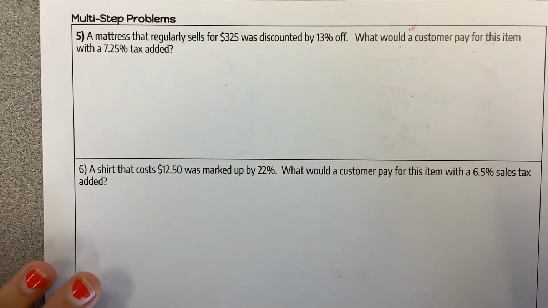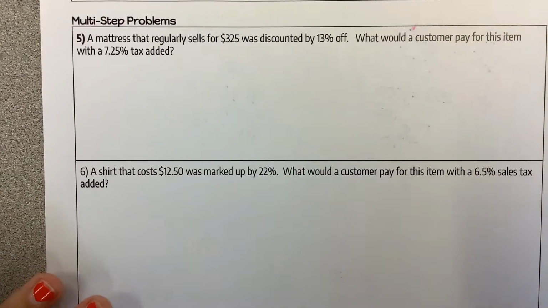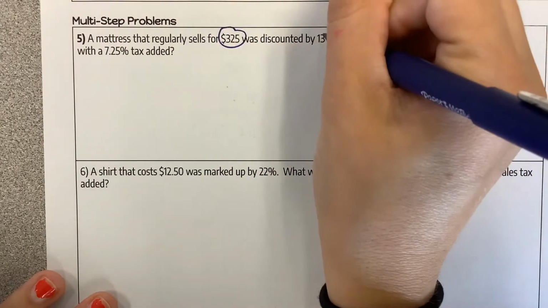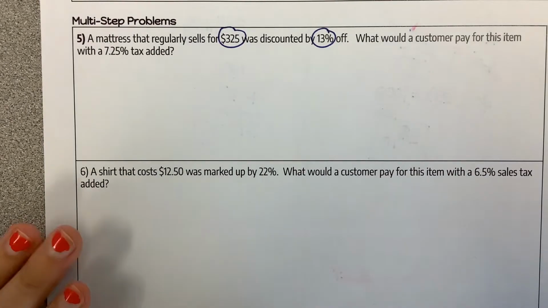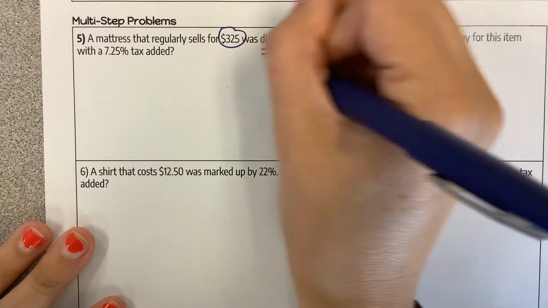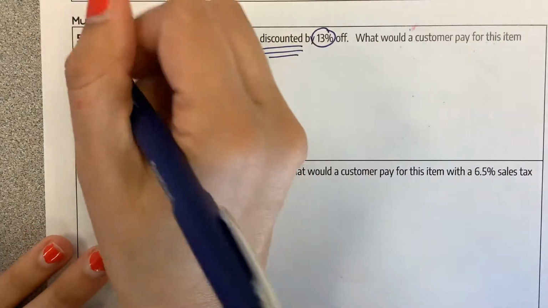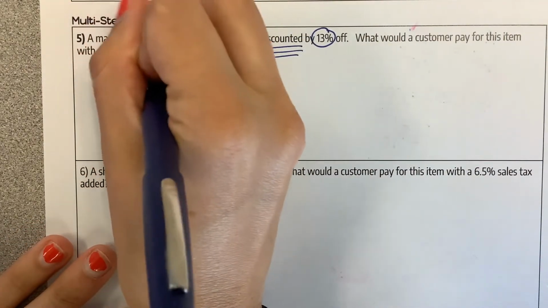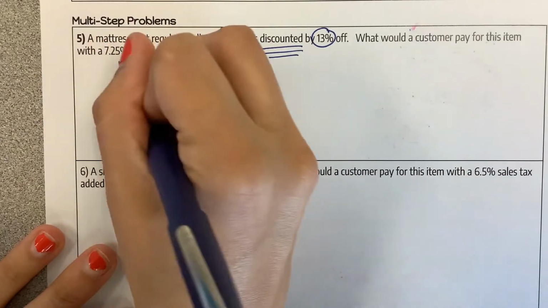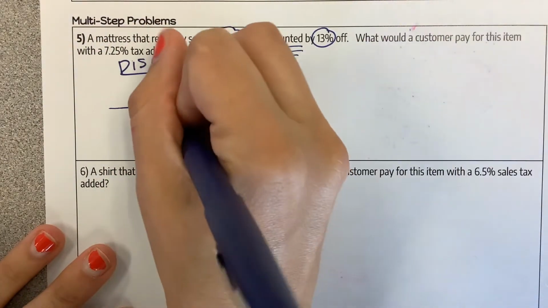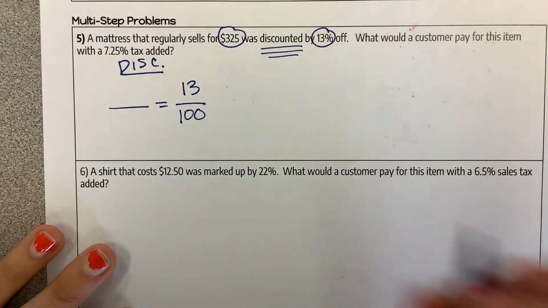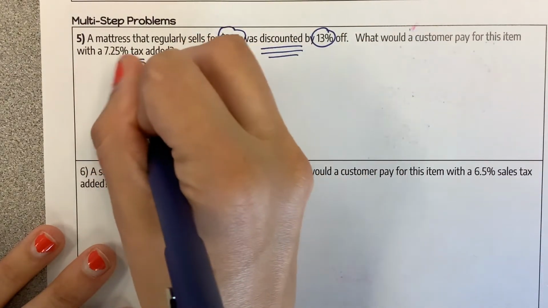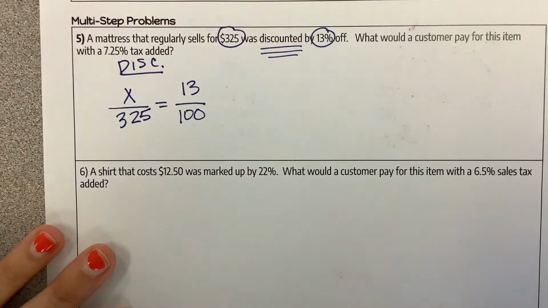A mattress that regularly sells for $325 was discounted by 13% off. What would a customer pay for this item with a 7.25 tax added? We have to do the discount first, so that's what I'm gonna do first. Okay, setting up my proportion out of 100, 13% is what we're looking at for the discount. 325 is our total.